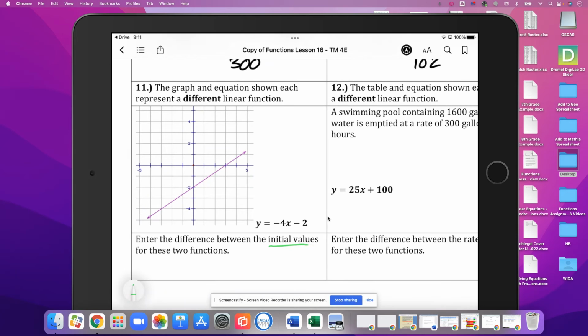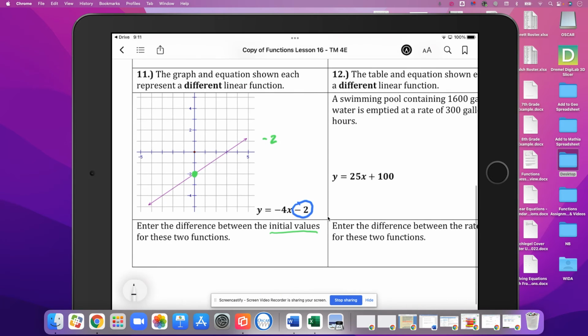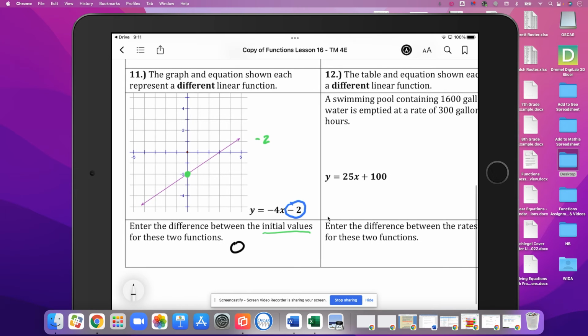We're looking for the difference between the initial values. So for the graph, initial value is -2. And for the equation, initial value is -2. They're the same, so there is no difference between those two.